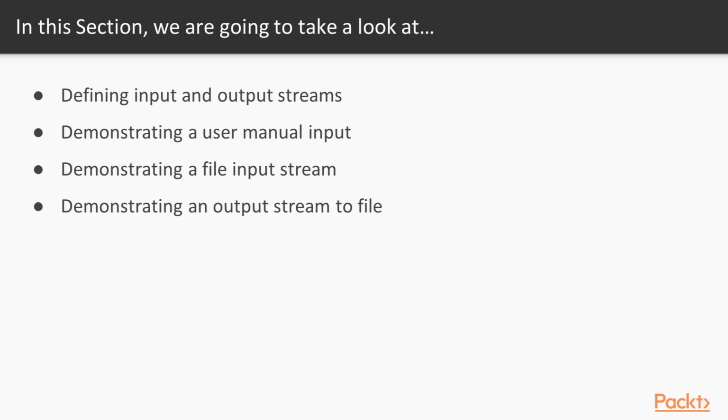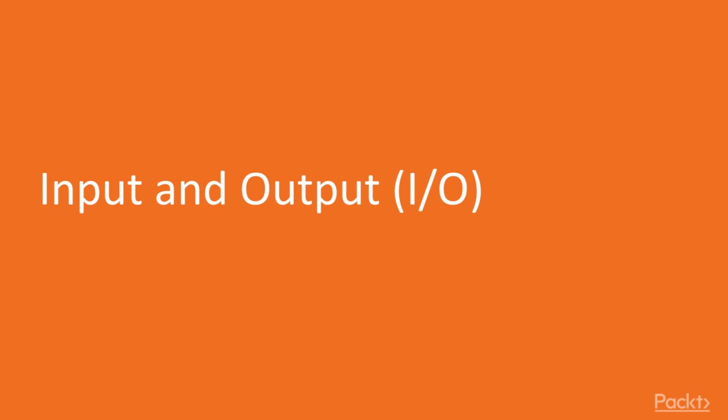In this section we're going to take a look at defining input and output streams. We're going to demonstrate user manual input, demonstrate a file input stream, and demonstrate an output stream to file. Let's get started with input and output.